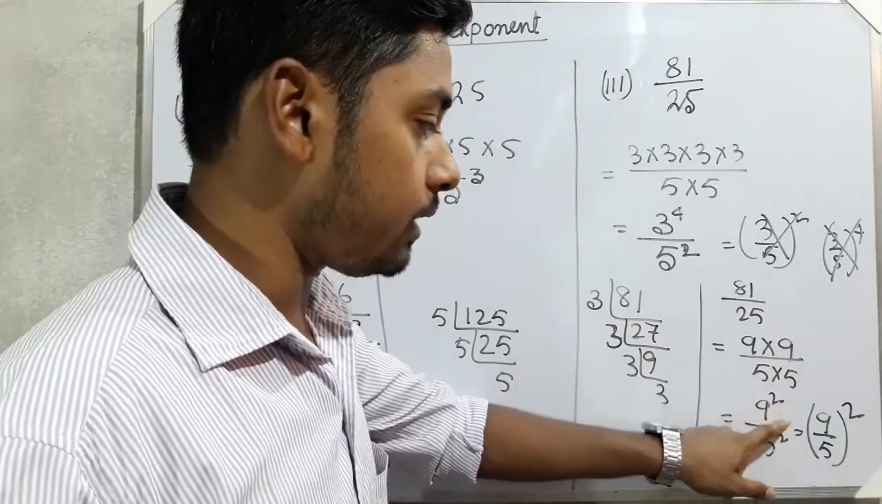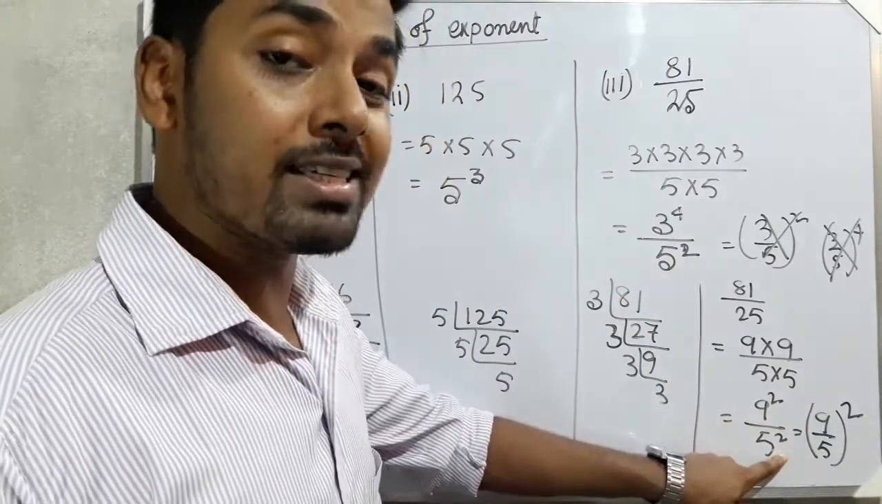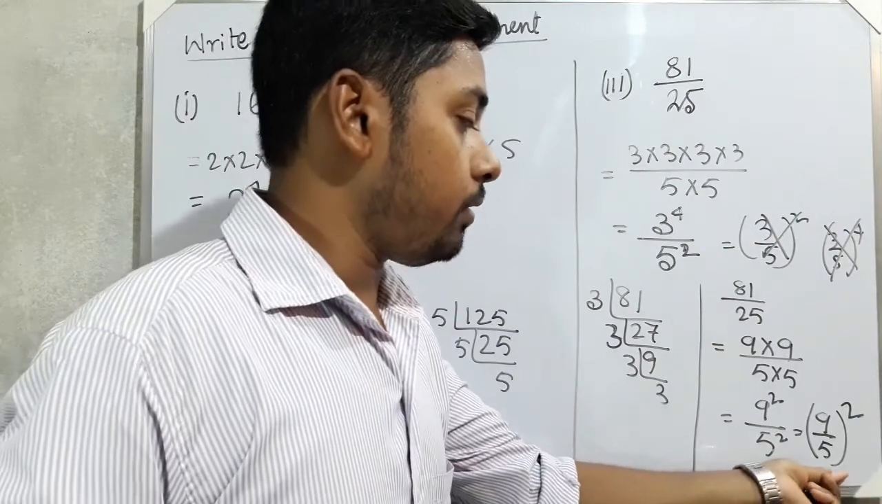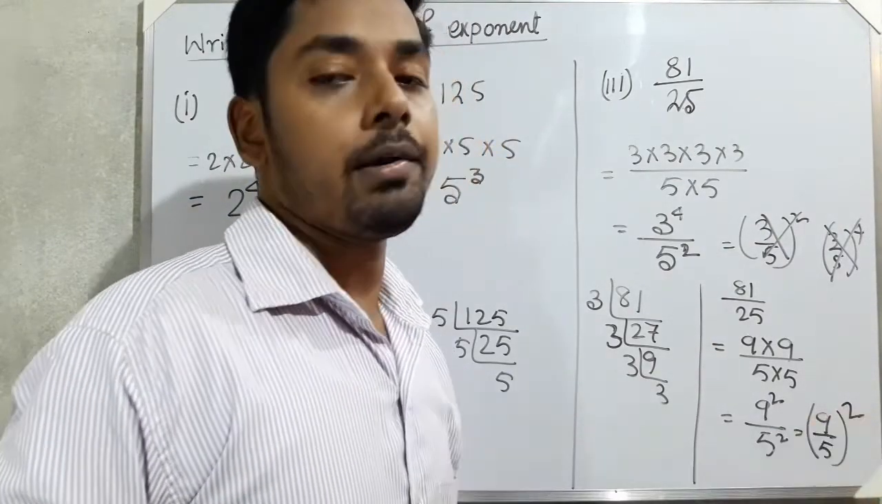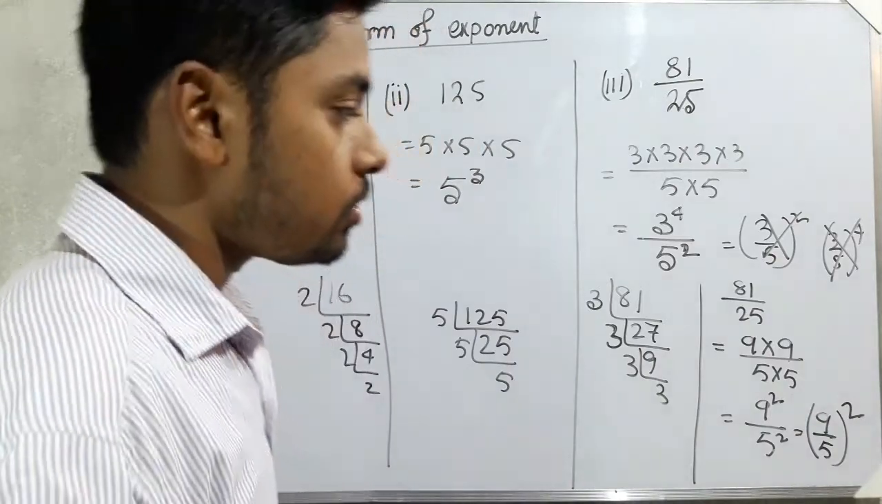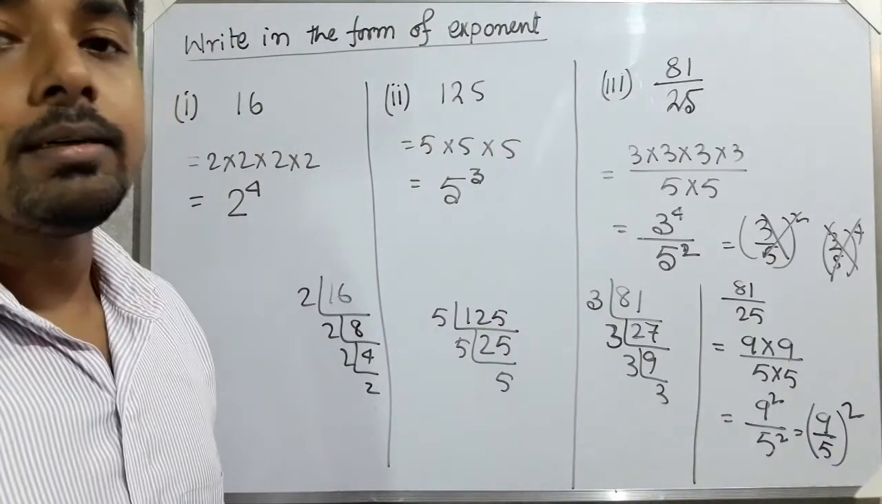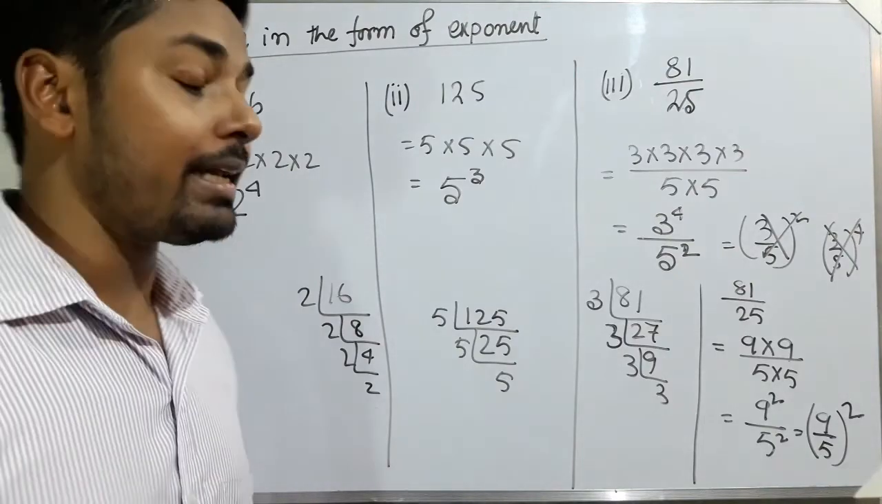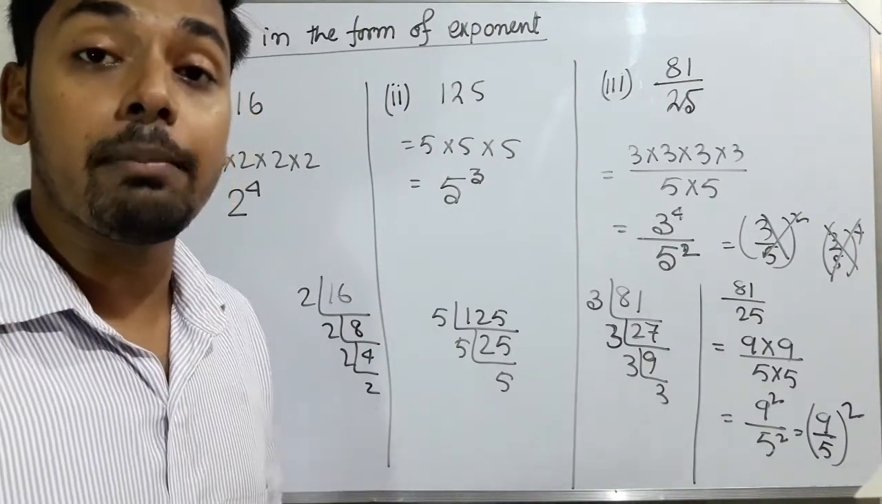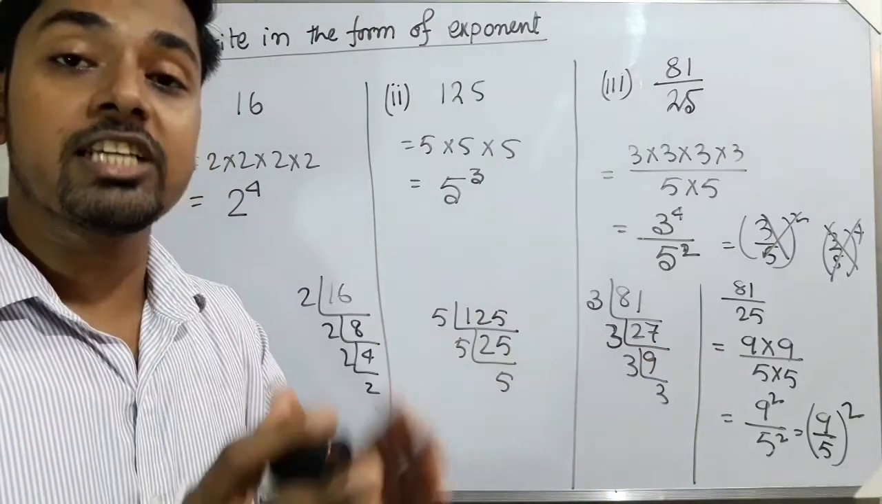There is nothing more you can do here. But whenever the denominator and numerator powers are the same, then you can write it in the form of a fraction first, then write the power as a whole power. Clear? So these are the basic ideas of exponents and powers, and in the next class we will talk about further things about exponents and powers.